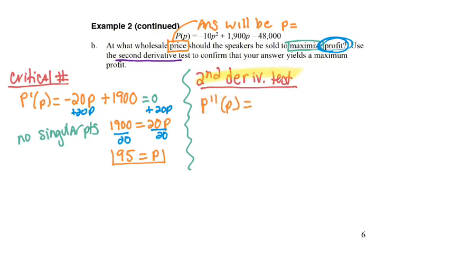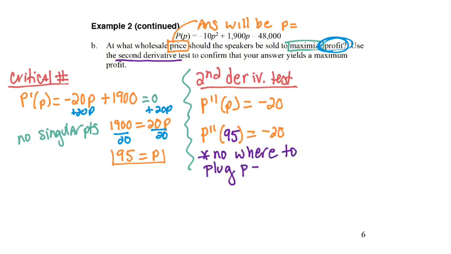The second derivative test has you find a second derivative. So I look over at my first derivative, and negative 20p plus 1900 has a derivative of just negative 20. The p turned to a 1, 1900 to a 0. Now the important part of the second derivative test is indicating what point you're testing. We're testing the only critical number, 95, that we have in our derivative. Except for when you go to plug 95 into negative 20, you just get negative 20. There is nowhere to plug p equals 95 into that function.